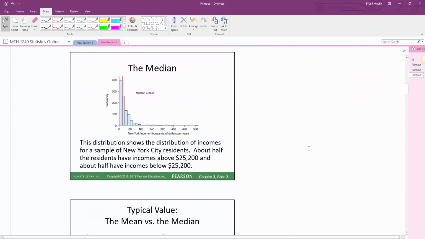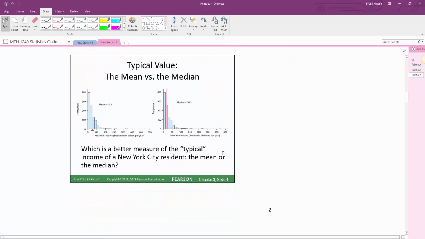So here's the median. We're looking at this example that we've looked at before about New York residents. The red line in the graph shows the median. It's telling us the median here is 25.2, and that's in thousands of dollars, so $25,200 is the median income. So in New York, 50% make less and 50% make more from this time frame where the data was collected. I'm not sure what year. So about half have incomes below $25,200 and about half are above. Half are below, half are above.